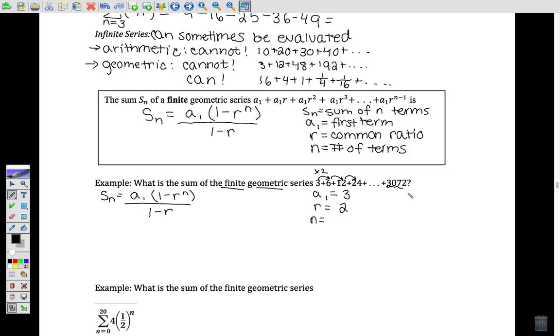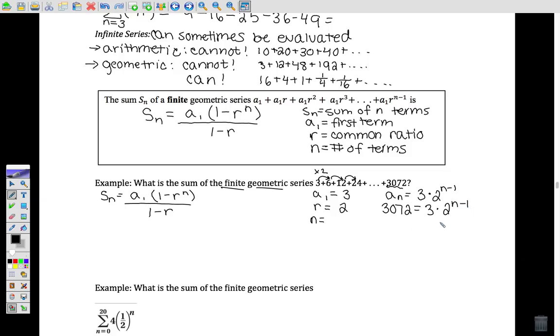We might start with the explicit formula for a geometric sequence, which is a sub n equals a1 times the common ratio raised to the n minus 1. You should recall that formula from geometric sequences. Now we know when we plug in some n, we're going to output 3072. So we know a sub n has to turn out to be 3072. So we need to figure out which n will get us there.